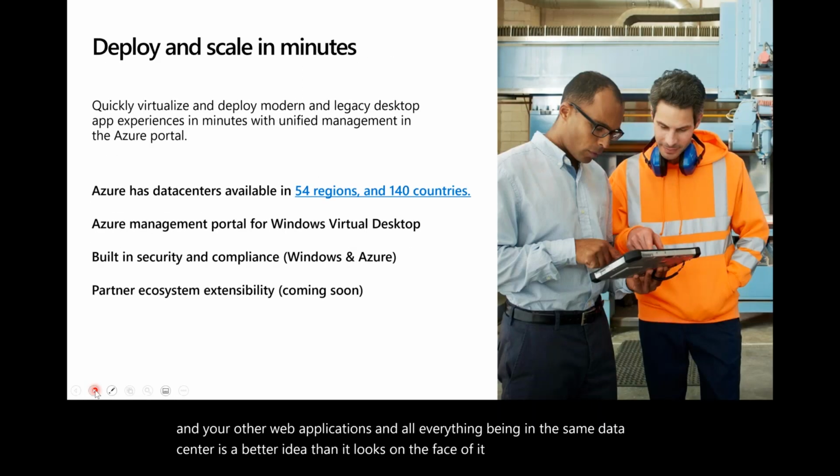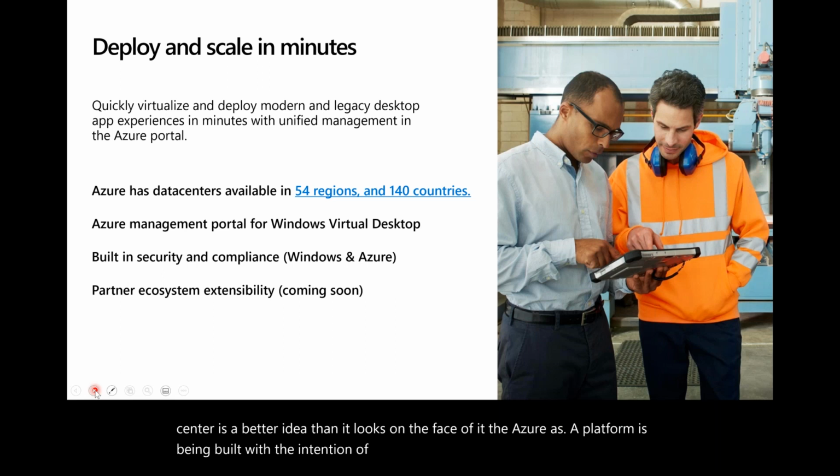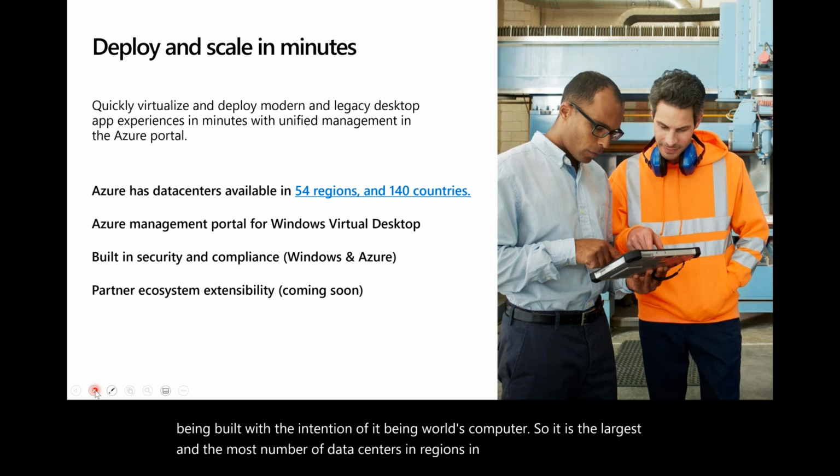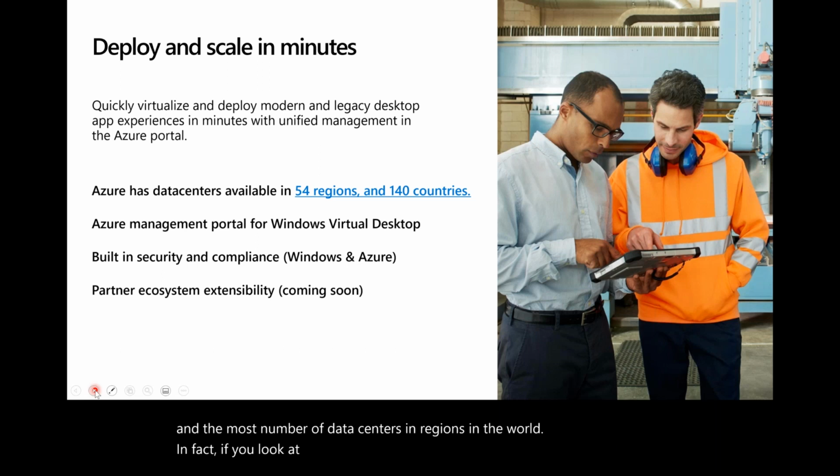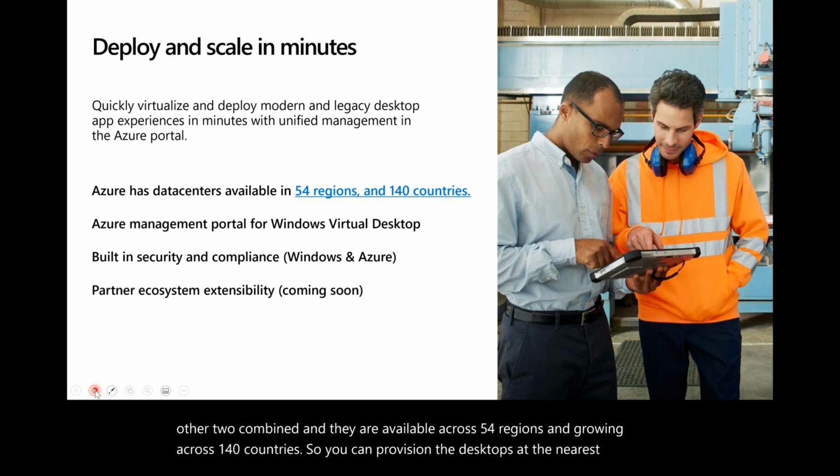Azure as a platform is being built with the intention of it being the world's computer. So it has the largest number of data centers and regions in the world. In fact, if you look at the top three cloud providers, Azure has more data centers and regions than the other two combined, and they are available across 54 regions and growing, across 140 countries. So you can provision the desktops at the nearest data center where your users are actually located.